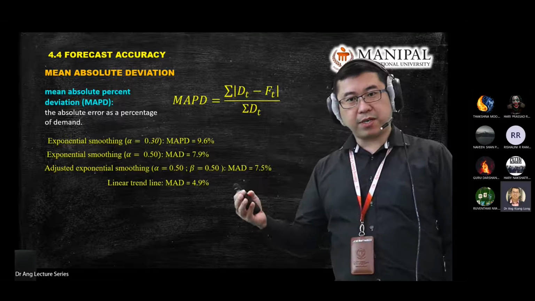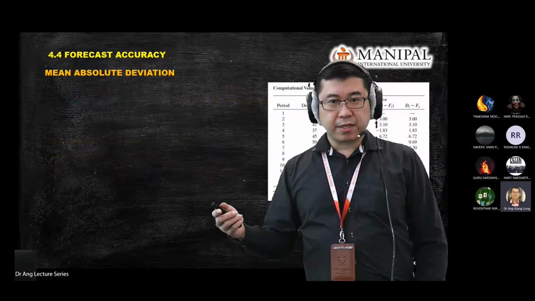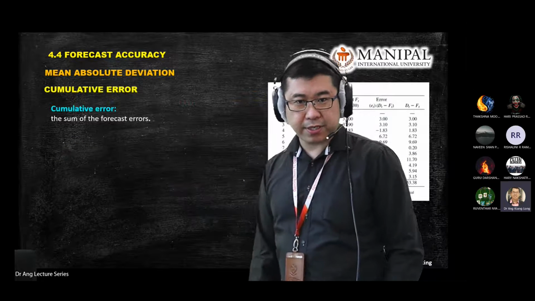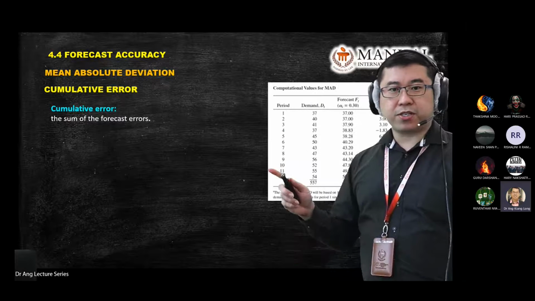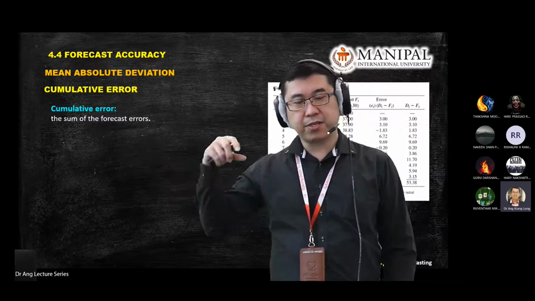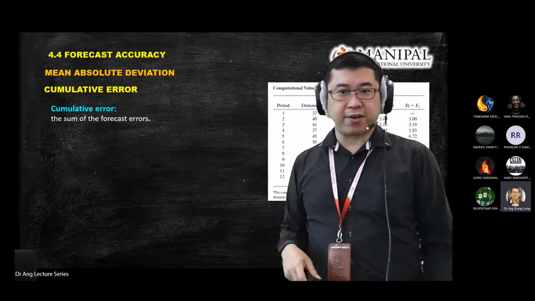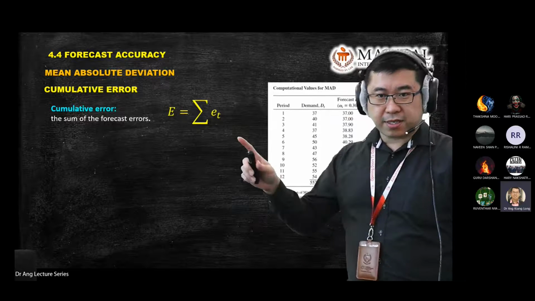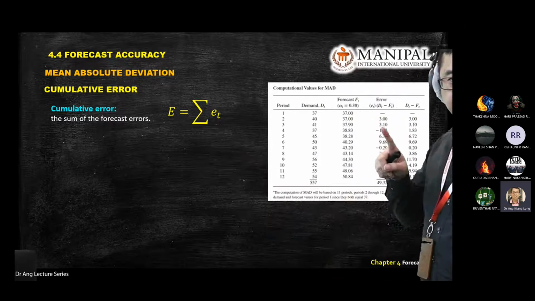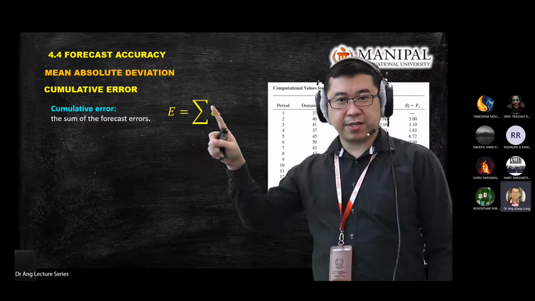Just now we talked about MAD, MAPD. Now we talk about accumulative error. What does accumulative error mean? It is a total add-up of the forecast error. It just means that you add all the small errors together. You add all the errors together.